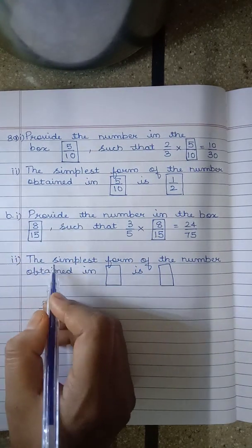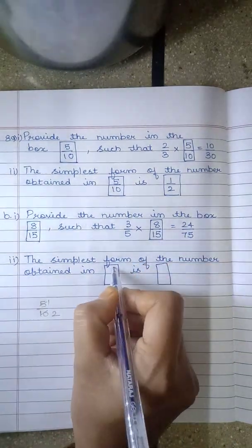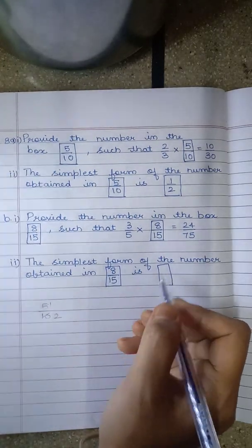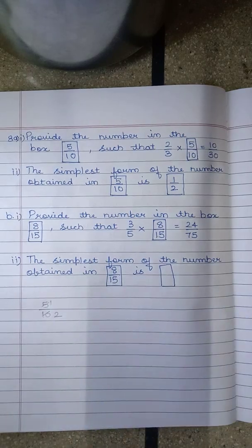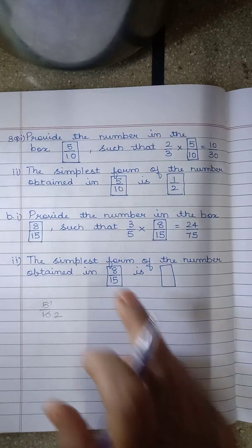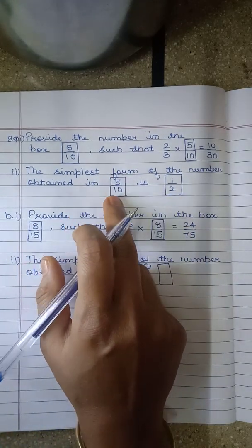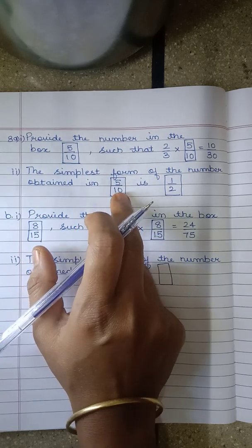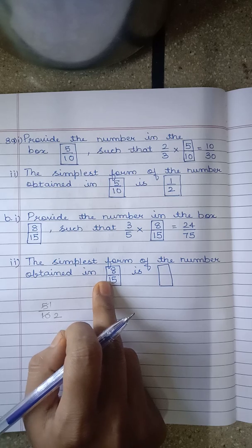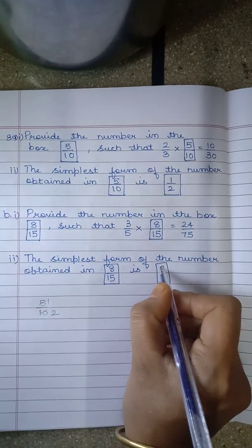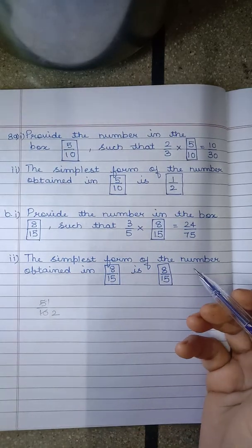Now the next part is the simplest form of the number obtained in the box. The number obtained in the box is 8 by 15. What will be the simplest form of 8 by 15? Now you know 8 and 15 do not have any factor in common. So this cannot be simplified further. Here 5 by 10 had a common factor, that is 5. 5 ones are 5, 5 twos are 10. So we wrote 1 by 2 there. But here 8 and 15 do not have any common factor. So therefore the simplest form is 8 by 15 itself. So this completes the exercise 2.3.